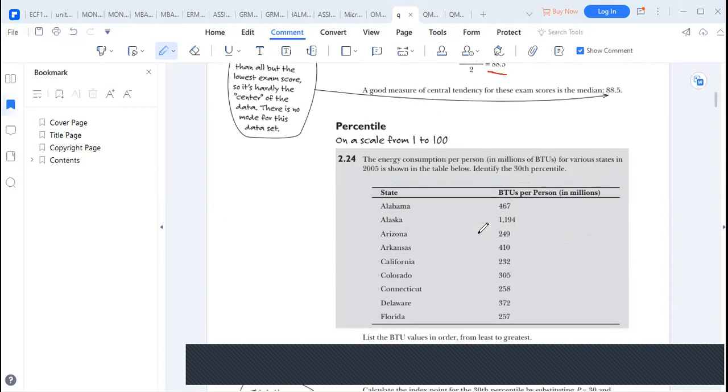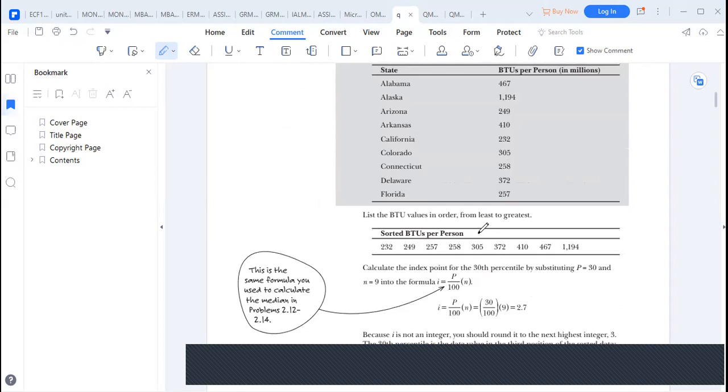Now we go to percentiles. Percentiles are very important in that they give us not only the median, they also give you the first quartile and the third quartile. We've been given our sorted BTUs per person as follows: 232, 249, up to 1194. These have been rearranged in order.